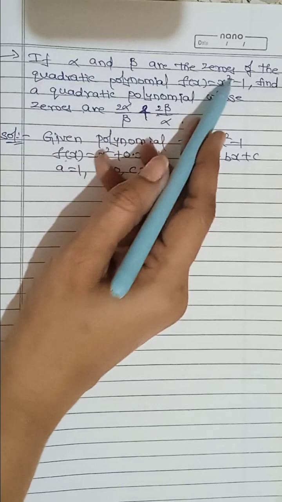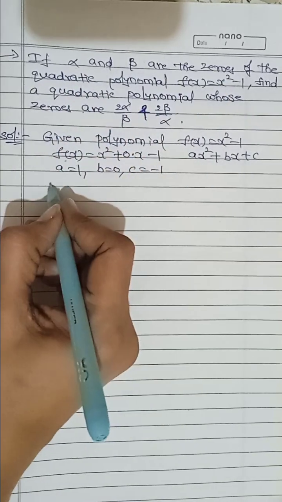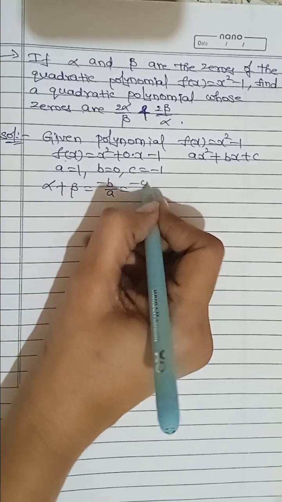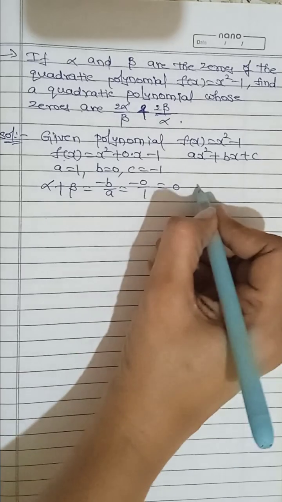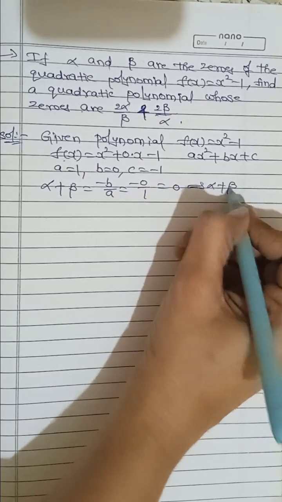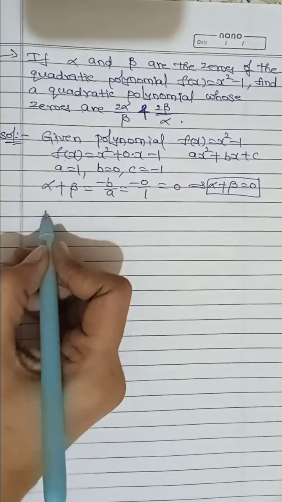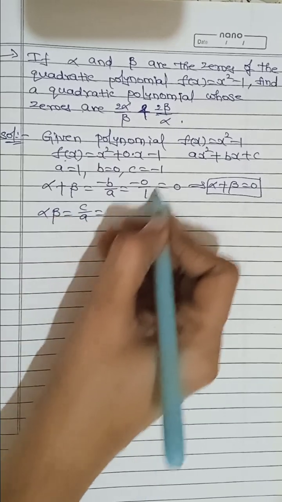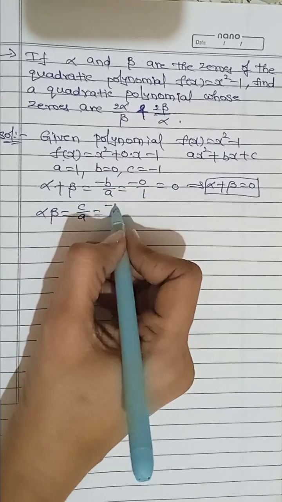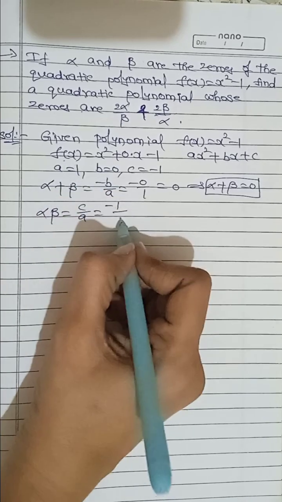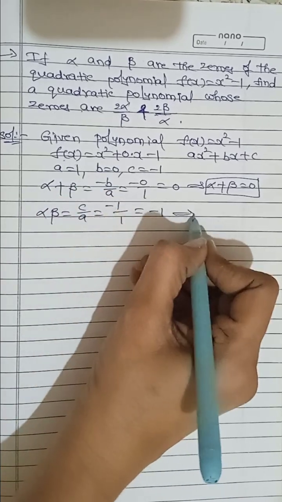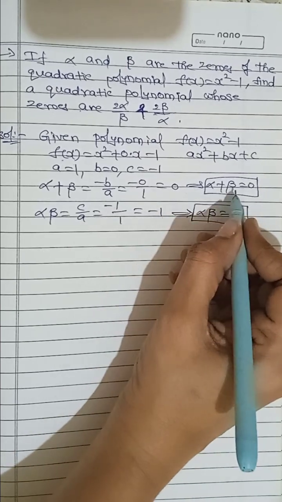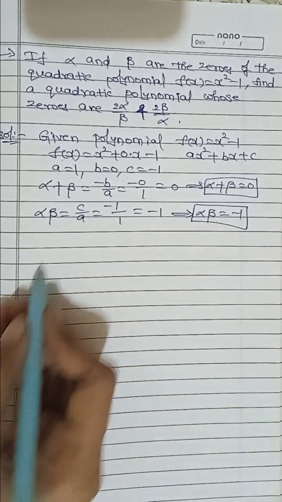They given that alpha and beta are the zeros of the quadratic polynomial, so the sum of the zeros alpha plus beta is equal to minus b by a, that is minus 0 by 1, which equals 0. That means alpha plus beta is equal to 0. Then the product of the zeros alpha into beta is c by a, that is minus 1 by 1, which is minus 1. That means alpha into beta is minus 1. We got the sum and product of the zeros of the given polynomial.